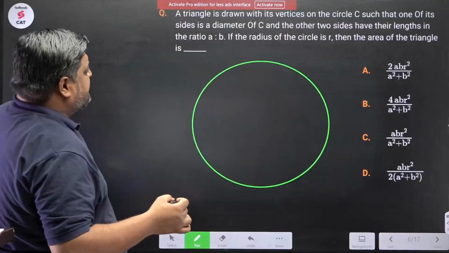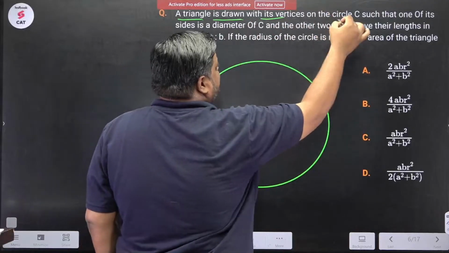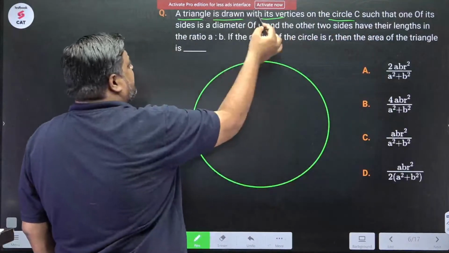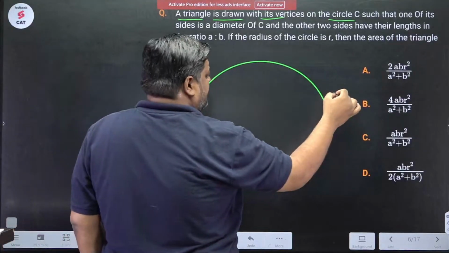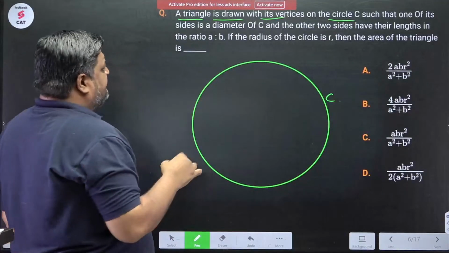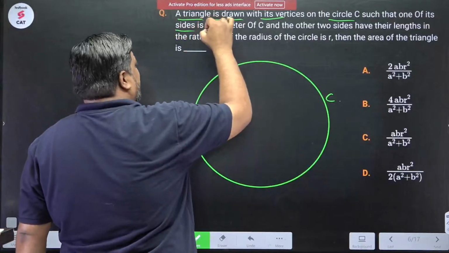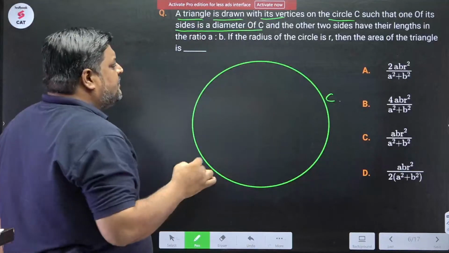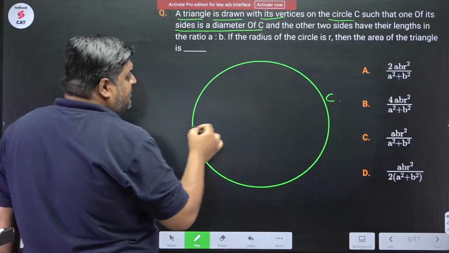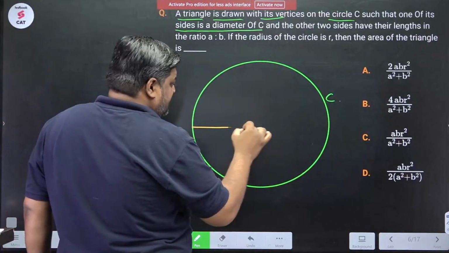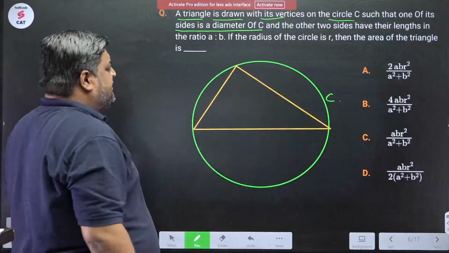Let's read the question and decode the data given. There is a triangle drawn inside a circle. The vertices of the triangle are lying on the circle. Let this be the circle C. We have to draw a triangle inside this circle so that one of the sides is the diameter of this circle C. So let this be the diameter. This behaves as one of the sides. Let this be the triangle.